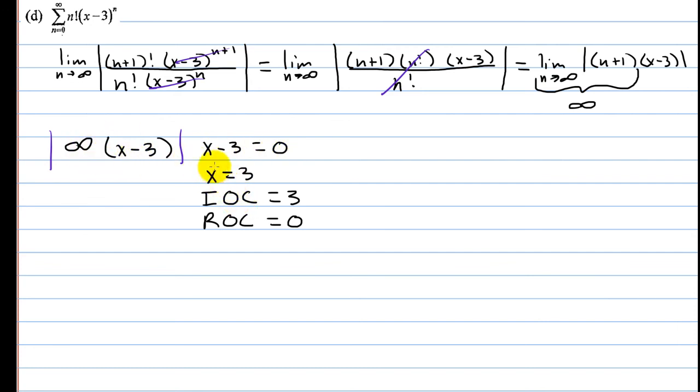And so we add 3. This will converge as long as x is 3 and nothing else. So the interval of convergence is just 3. There is no interval, it's just the number 3. And our radius of convergence, if we have really no interval, is 0.